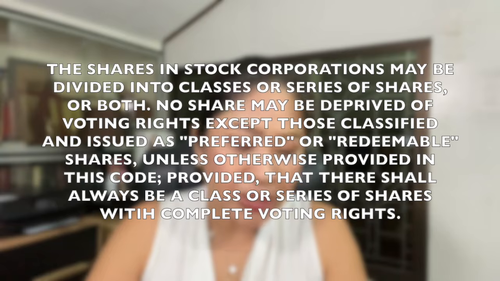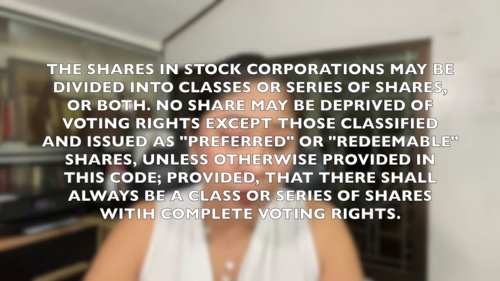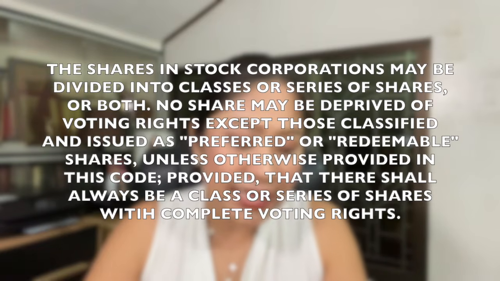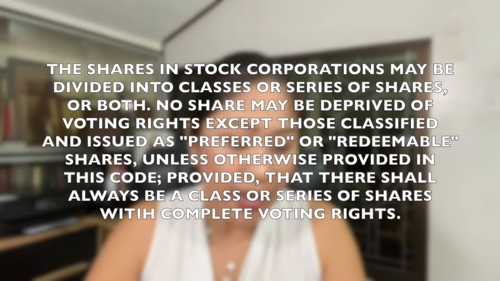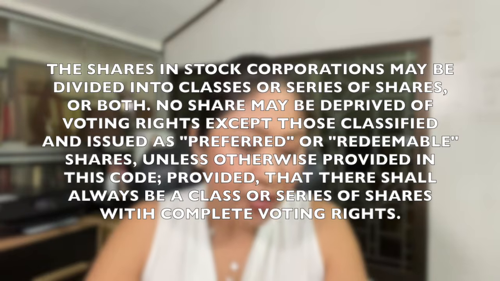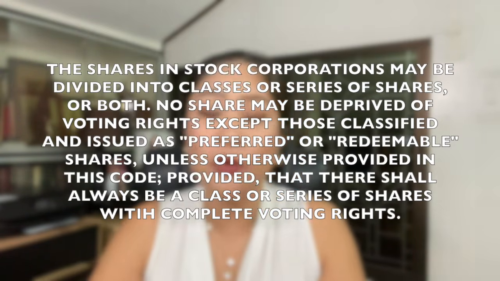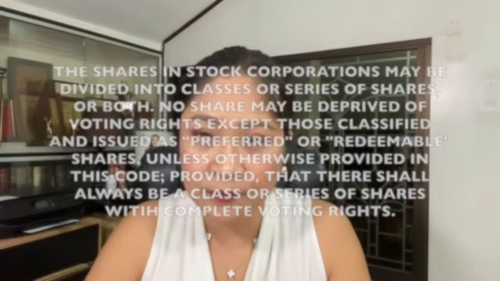Now let's go over the second paragraph of Section 6. It says, the shares in stock corporations may be divided into classes or series of shares or both. No share may be deprived of voting rights, except those classified and issued as preferred or redeemable shares, unless otherwise provided in this code. Provided that there shall always be a class or series of shares with complete voting rights.